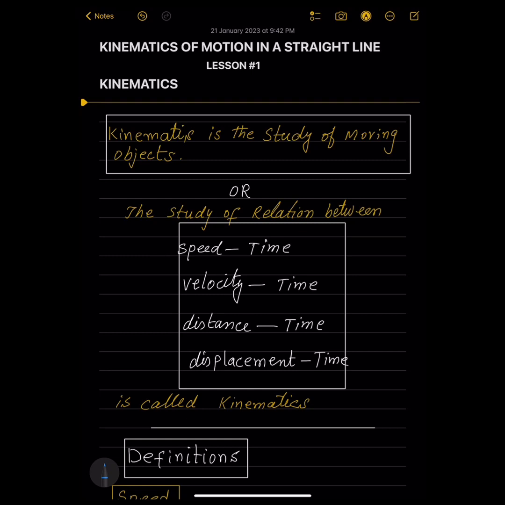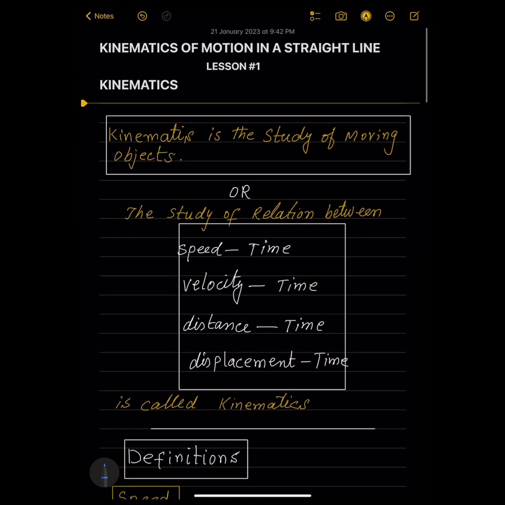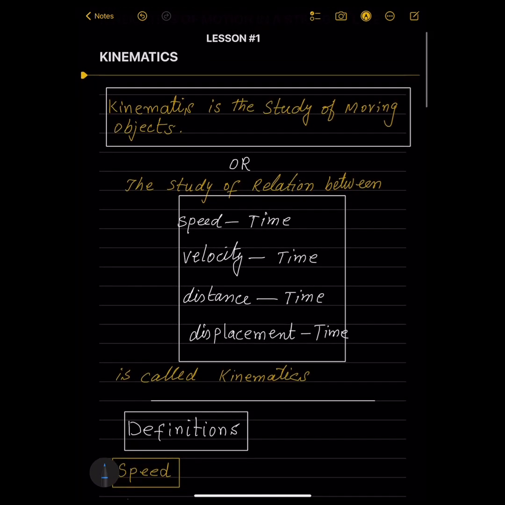Kinematics, what is kinematics? Kinematics is the study of moving objects, or the study of the relation between speed-time relation, velocity-time relation, distance-time relation, displacement-time relations. All these are called kinematics. The study of these relations is called kinematics.